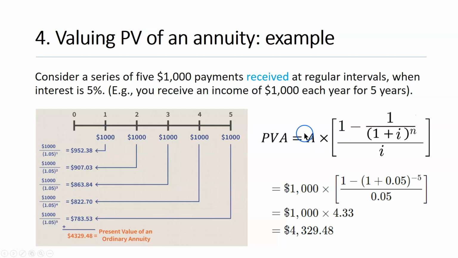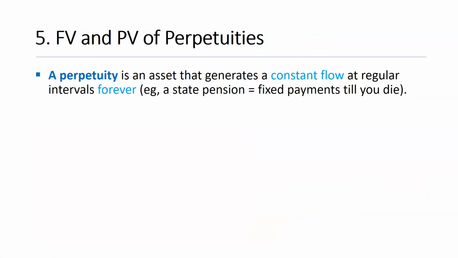If we plug in these numbers into the equation, instead of calculating them individually, we would get absolutely the same result. This is how the formulas for annuities work. We can also calculate future and present value of perpetuities.